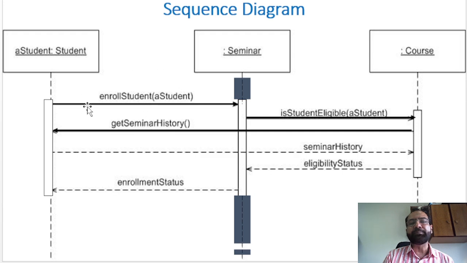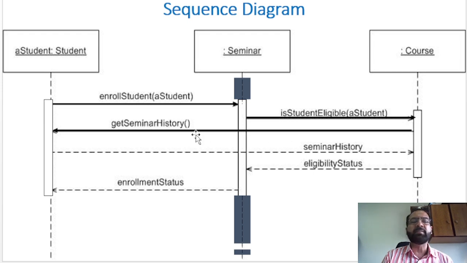And here you can see there are various interactions, starting from the first one, which shows a communication in terms of an arrow moving towards seminar, and which says enroll student. In the brackets you can see a parameter called student, which itself is an object. That student has a certain identity, and that identity has been passed to enroll a student. As soon as it is received, the next interaction is between the seminar and the course: is the student eligible? The course will determine whether the eligibility is there in terms of certain criteria, whatever criteria have been established for enrolling a student for a particular seminar.